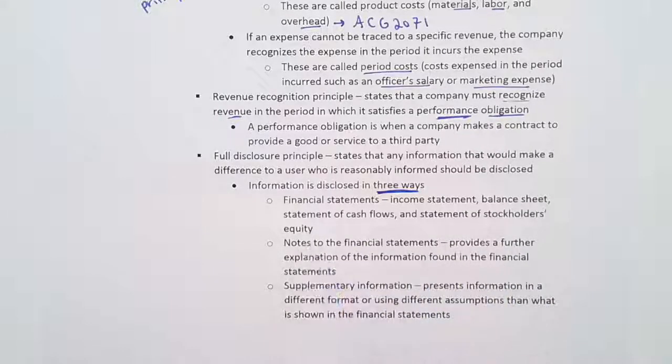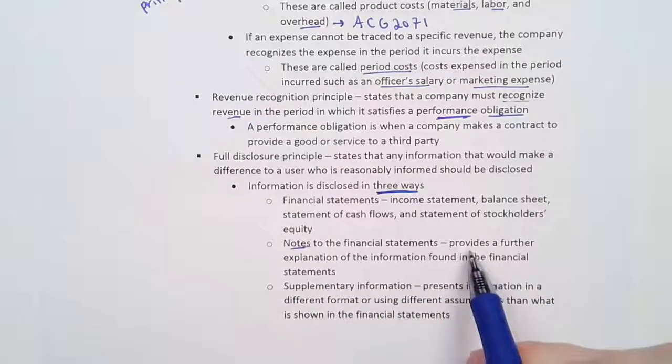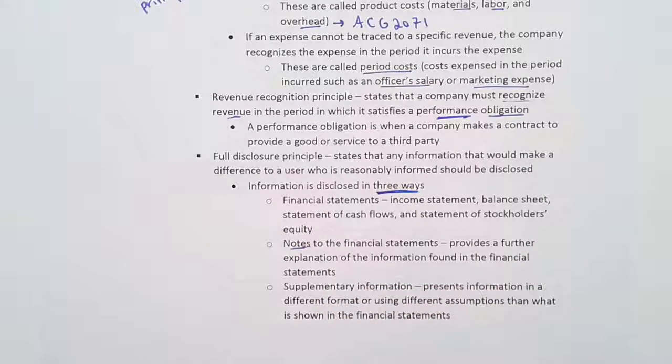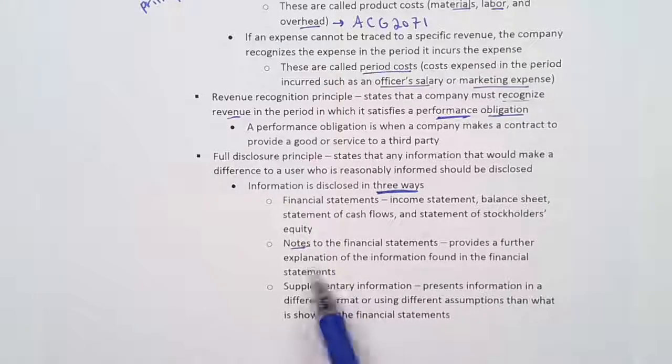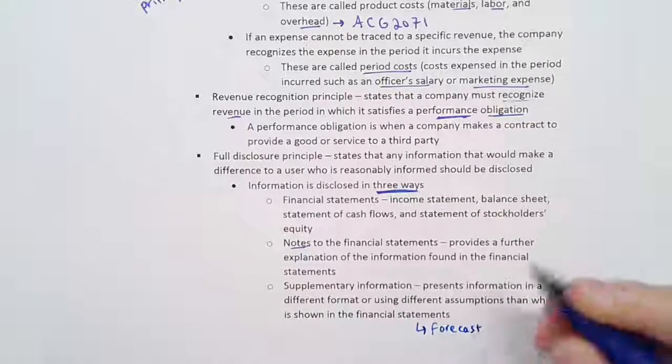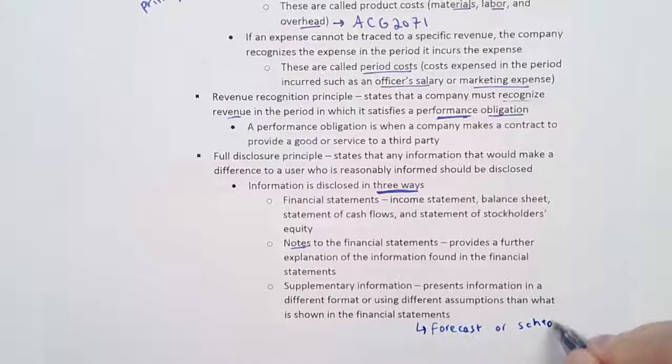The second way is we have notes to the financial statements, and these provide a further explanation of the information found in the financial statements. Okay, so we might explain something about accounts receivable or about our bad debts or about our bonds that are outstanding or whatever in the notes, just to give the reader some more information. And then finally, we have supplementary information, which presents information in a different format or using different assumptions than what is shown in the financial statements. So we could have something like a forecast here, okay, or just some sort of a schedule that gives us more information about what is found in the financial statements.